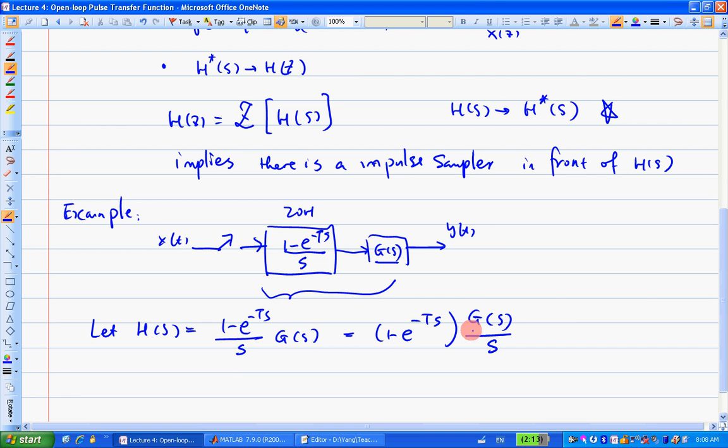So when you multiply this block with the plant, you can consider this G of S also as a numerator divided by a denominator. The zero order hold basically adds a pole at S equal to 0 to your system, so it changes the dynamics slightly. The other thing is that the zero order hold has an e to the power negative Ts. Physically, that means delay. So the zero order hold also adds delay to the system.